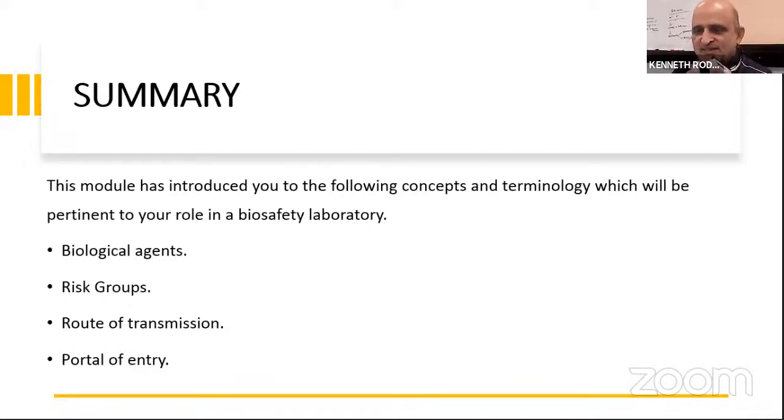Risk assessment is the first step. This is where you look at the risk groups and the other factors involved in assessing the risk. Risk is a function of likelihood and consequence. And then we move on to risk mitigation. Risk mitigation focuses on the 5 controls: elimination, substitution, engineering controls, administrative controls, and personal protective equipment. So there we have a hierarchy.